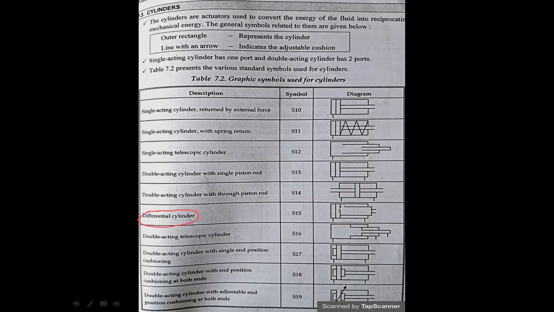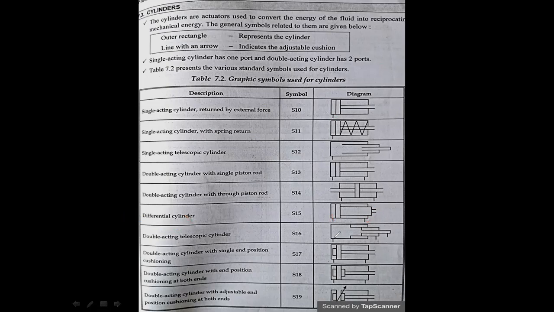A differential cylinder is a double acting cylinder where the piston chambers are closed at the outlet, where you can see that there are 1, 2, 3, 4 sets of T-shaped lines, which indicates the flow in 4 directions. This is 1, this is 2, this is 3, this is 4. So totally 4 sets of directions are involved. That's why it's called a differential cylinder. Okay. Next comes the double acting telescopic cylinder.